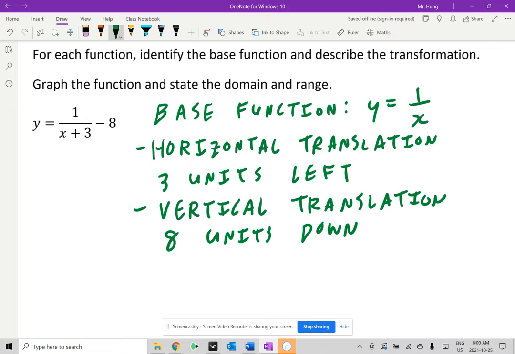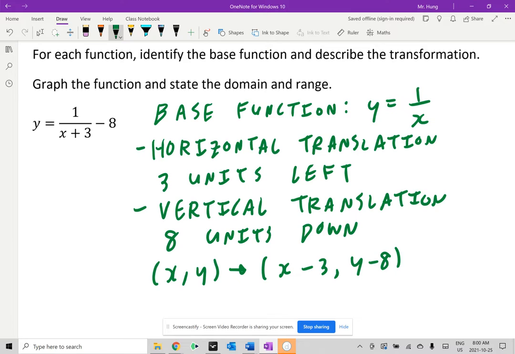Now, what about graphing this function and stating the domain and range? Well, let's write down one more idea first in terms of the mapping rule. (x, y) is now mapped into (x minus 3, y minus 8), since you're going left by 3 and down by 8, just like that. Now, here comes the graph.